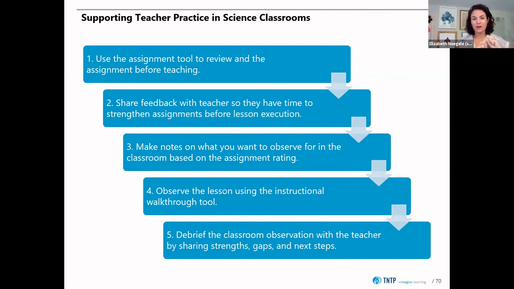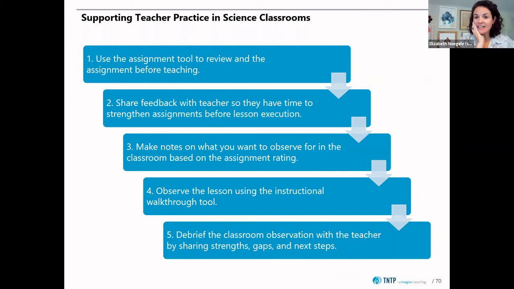But like we talked about before, when possible, you want to begin by using the assignment tool to review the assignments before teaching. Depending on the size of your science departments or your school, you may be able to pick those all up one day a week and take a look at those before you observe the lesson the next week. Or you may just want to review them the day before.